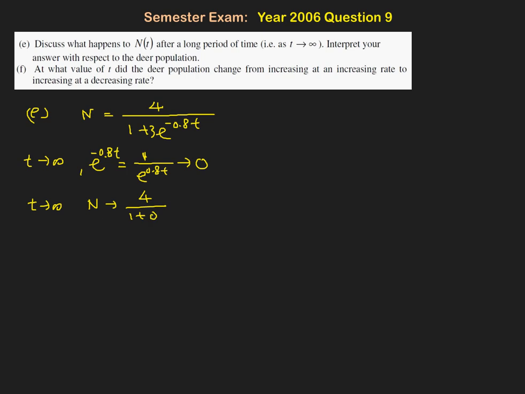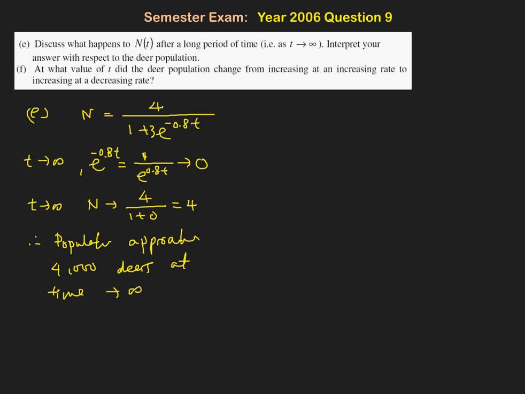So the population approaches 4,000 deer as time tends to infinity. So I mean, after a long period of time, the number of deer would stabilize at roughly 4,000.